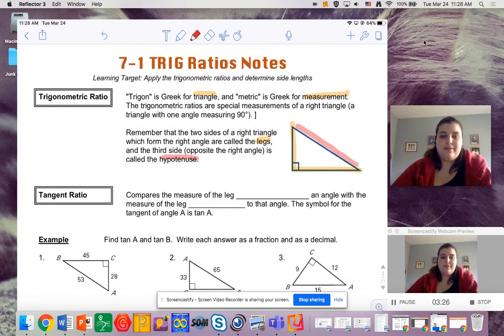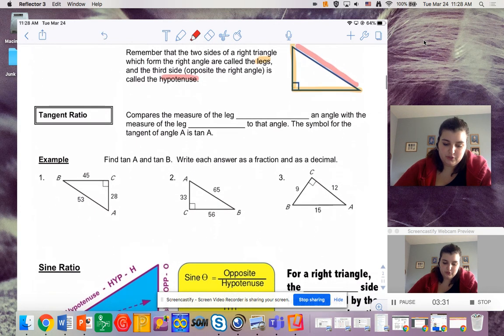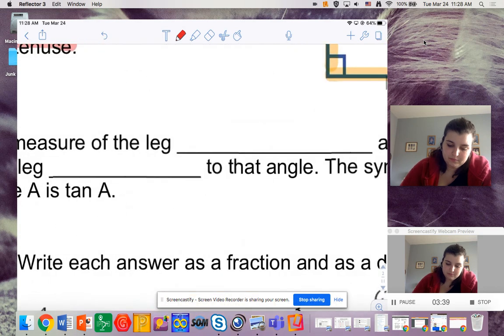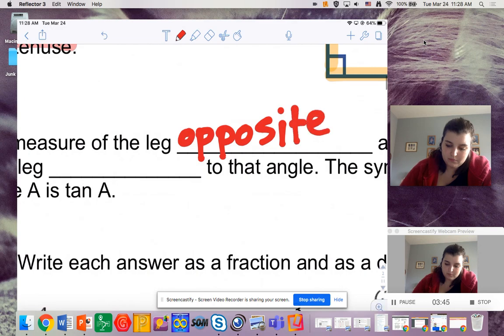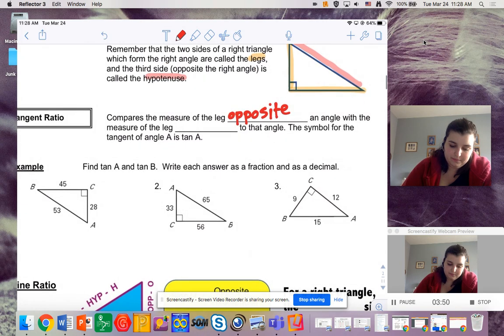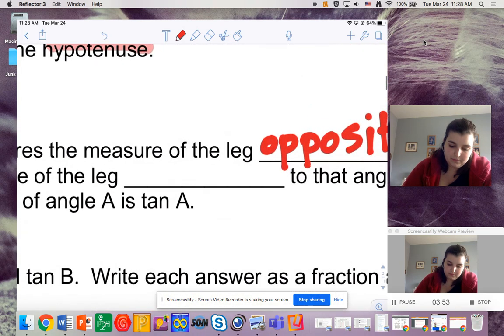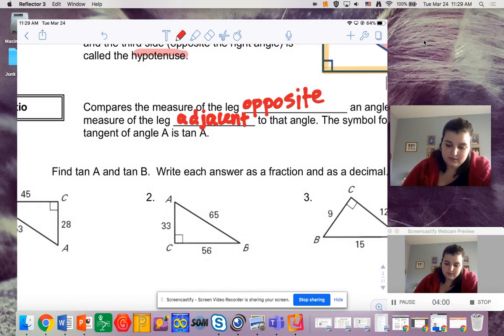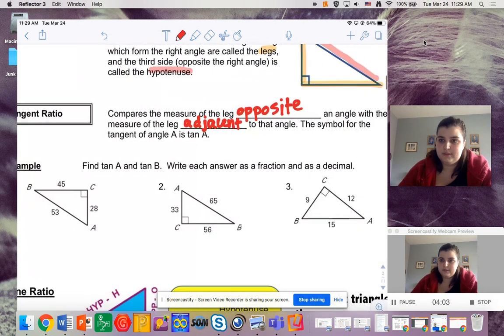We're going to start with the tangent ratio. Okay. The tangent ratio compares the measure of the leg opposite an angle with the measures of the leg adjacent to that angle. Okay. The symbol for the tangent of angle A is just tan A.